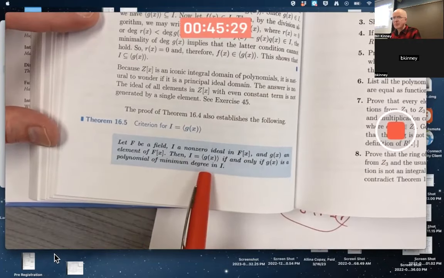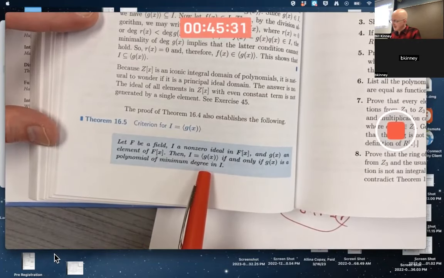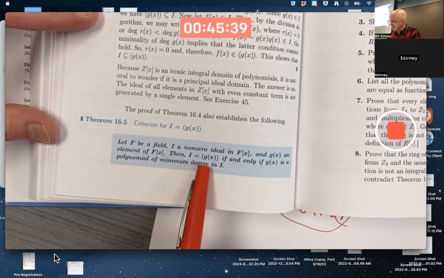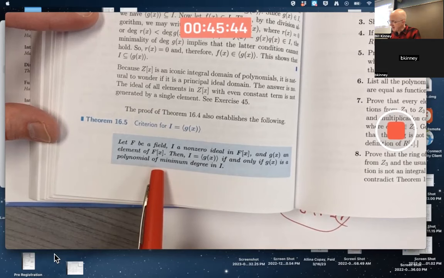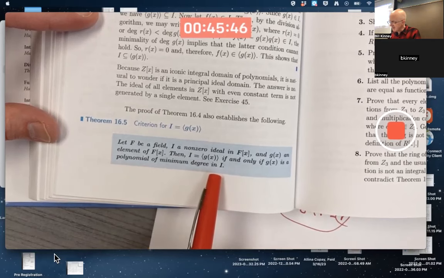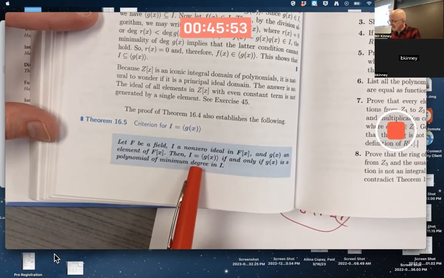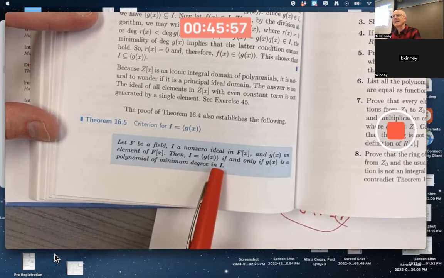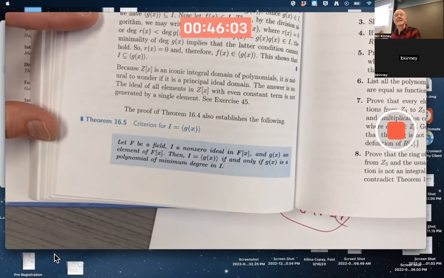And finally, this theorem is going to be pretty important for us. Let F be a field, let I be a non-zero ideal. I will be the principal ideal generated by g(x) if and only if g(x) is a polynomial of minimum degree in I. So ideals in this kind of principal ideal domain are generated by, or can be generated at least by, elements of minimum degree.